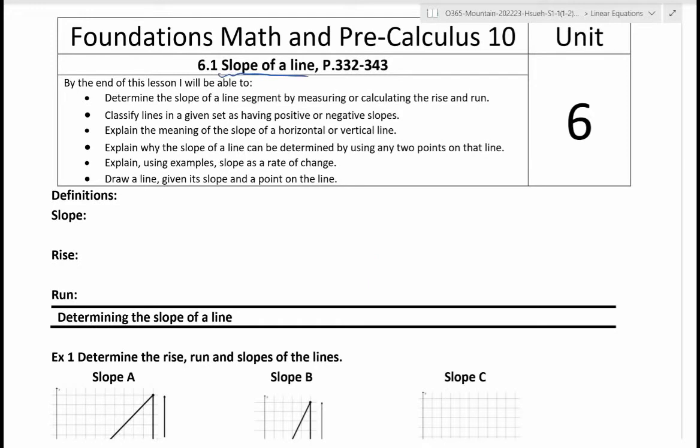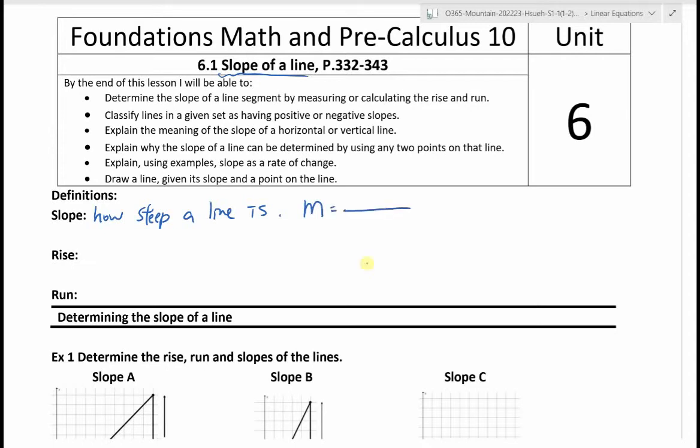So slope is actually quite important when we talk about a line. It's one of the most important characteristics of a line. So what's a slope? Well, slope is essentially how steep a line is. So the bigger the slope, the steeper the line is. The smaller the slope, the less steep the line is. So slope tells us how steep a line is. We usually use the letter M to denote what a slope is, to quantify it.